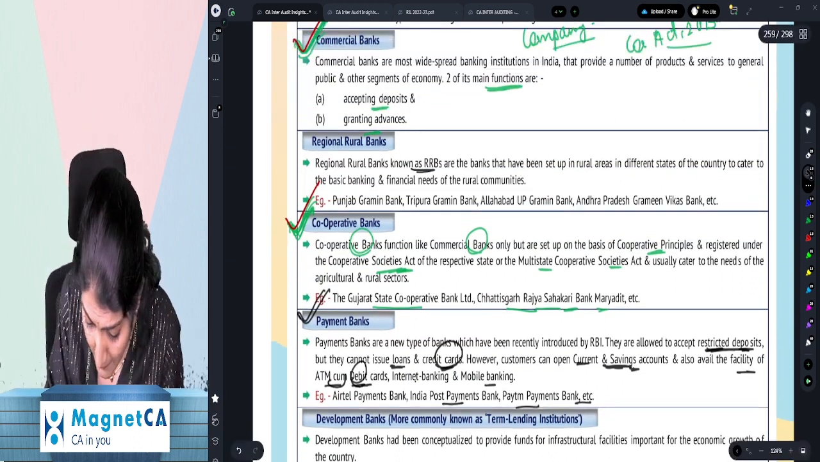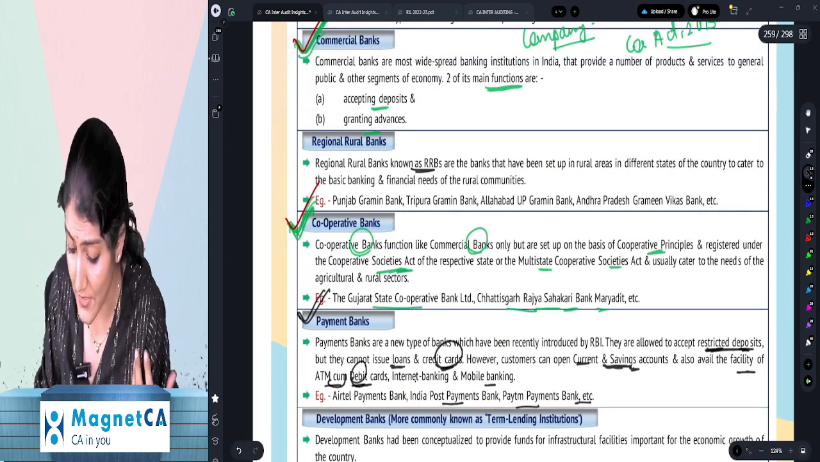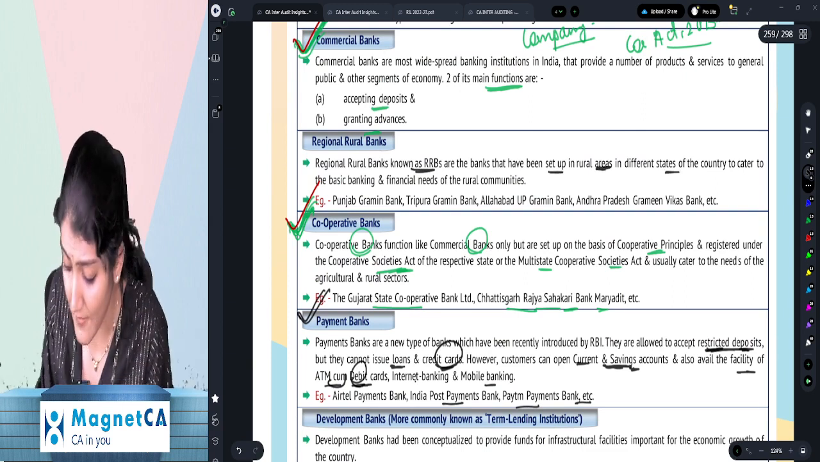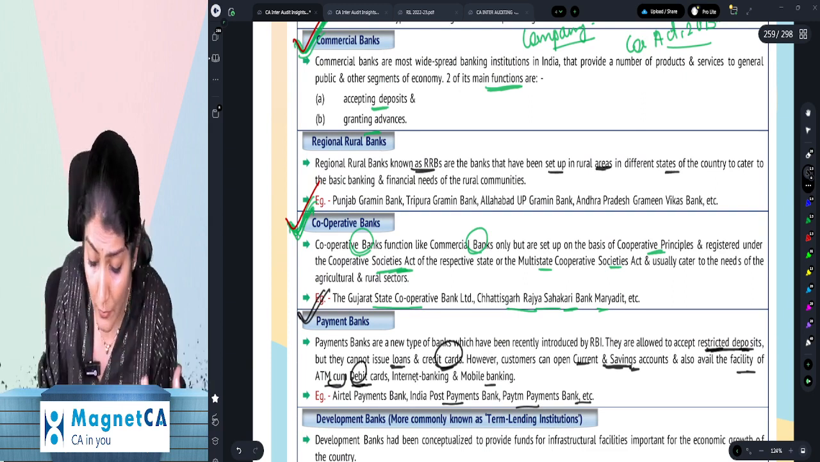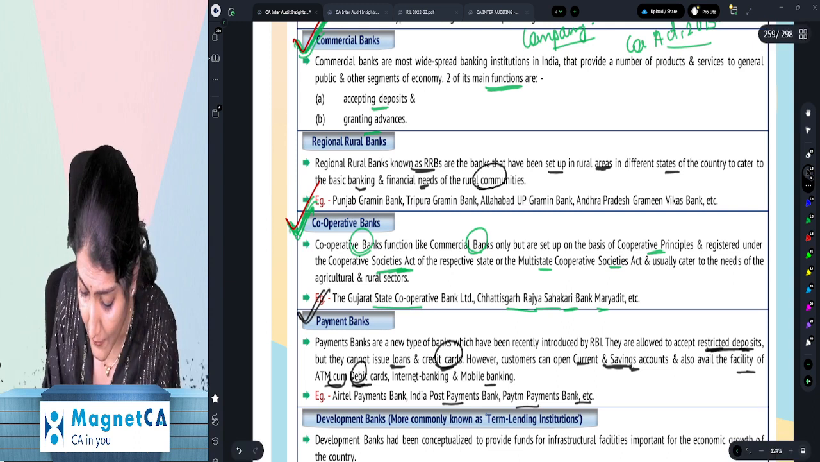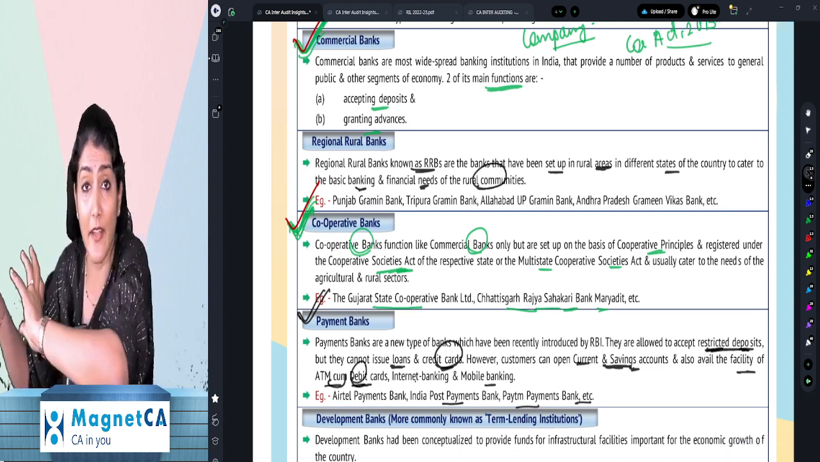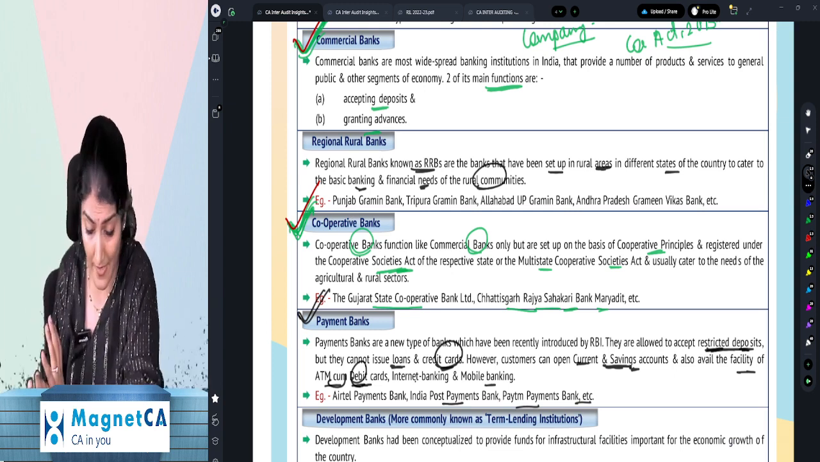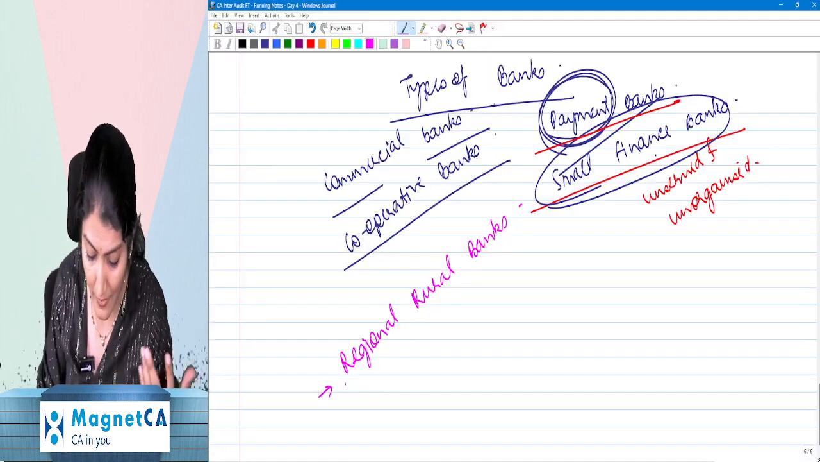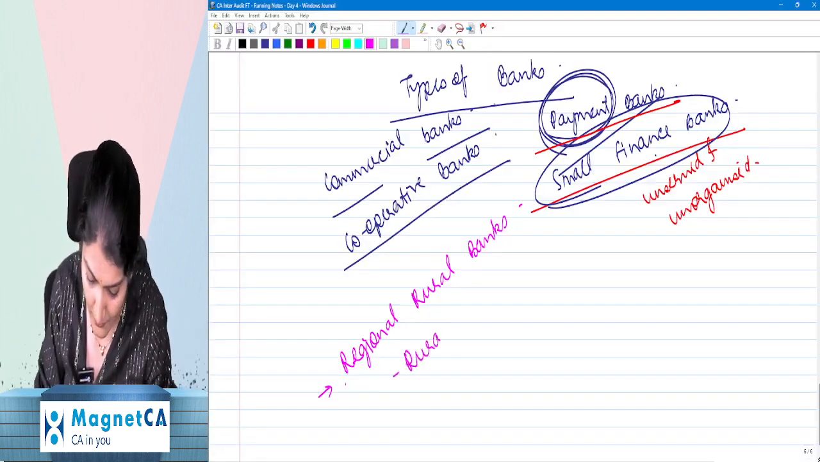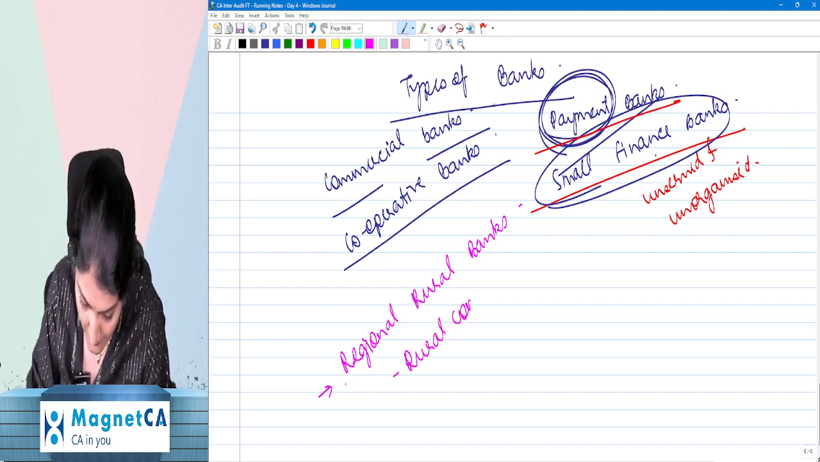So regional rural banks, the RRBs, are set up in the rural areas in different states of the country to cater to the basic banking and financial needs of the rural community. For the unserved, unorganized sectors, you have the small finance bank. And for the rural communities, you have the RRB.